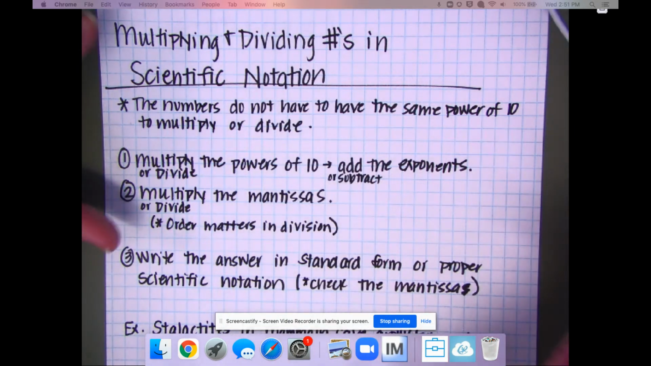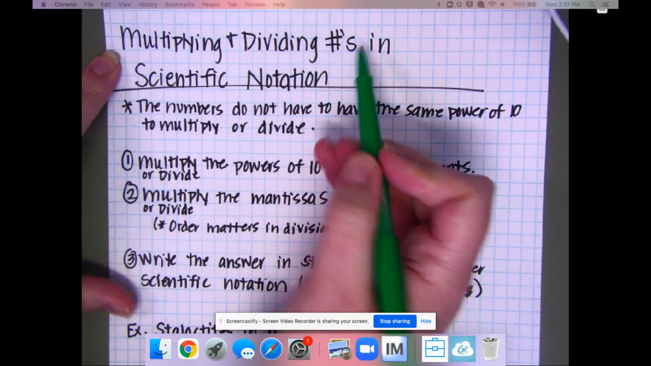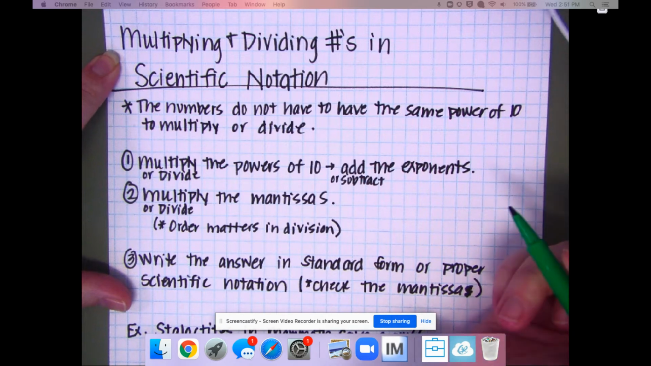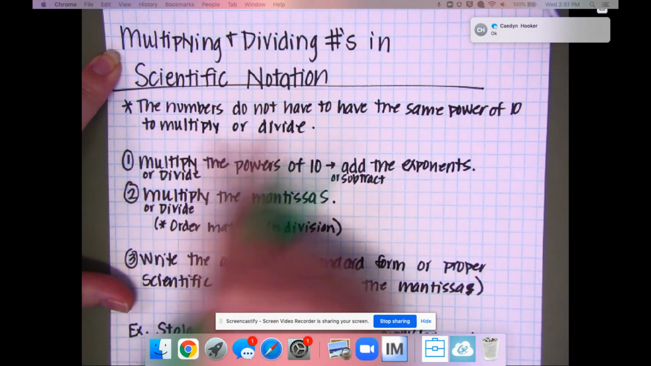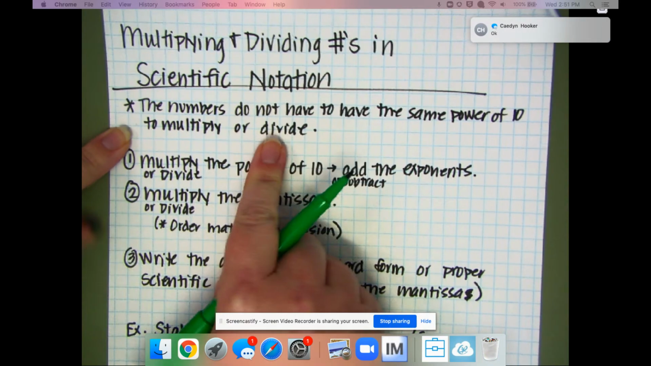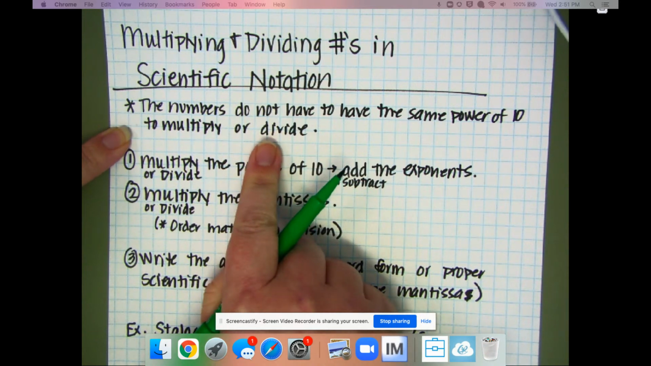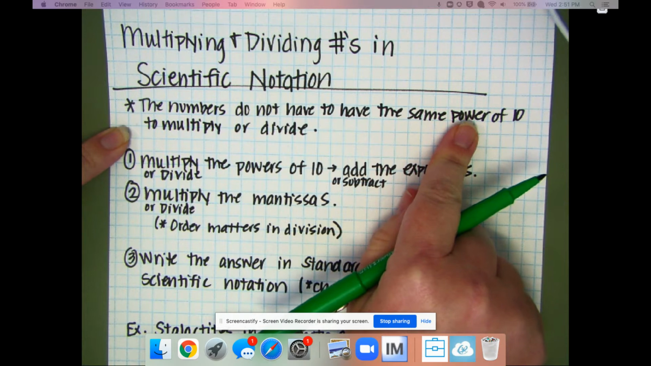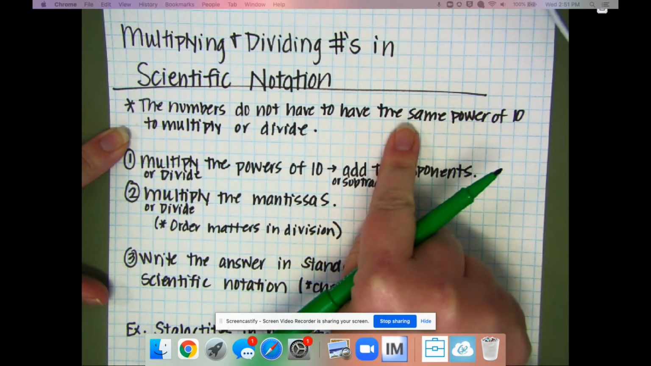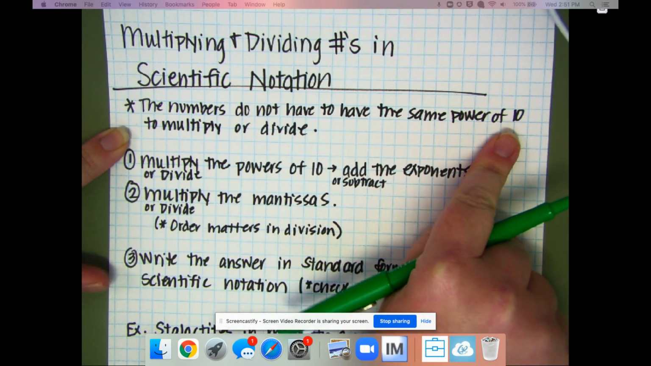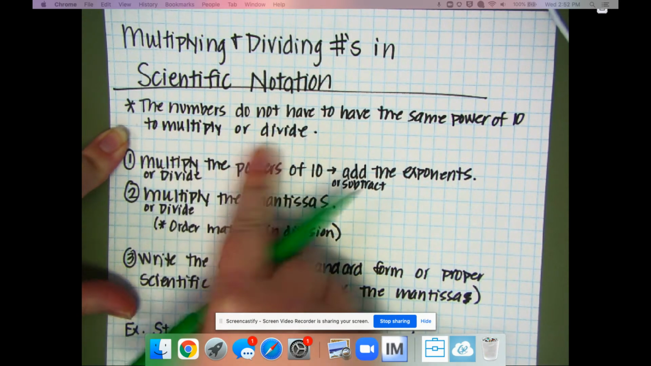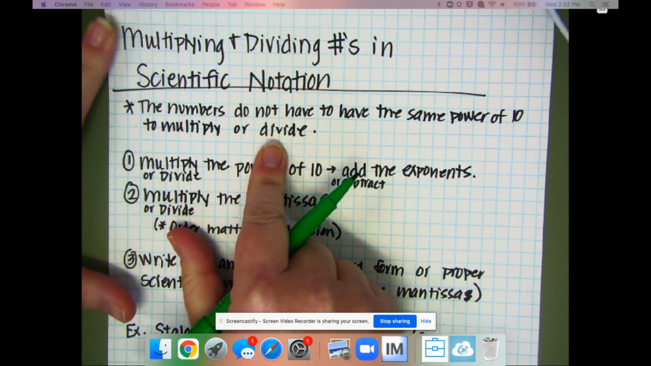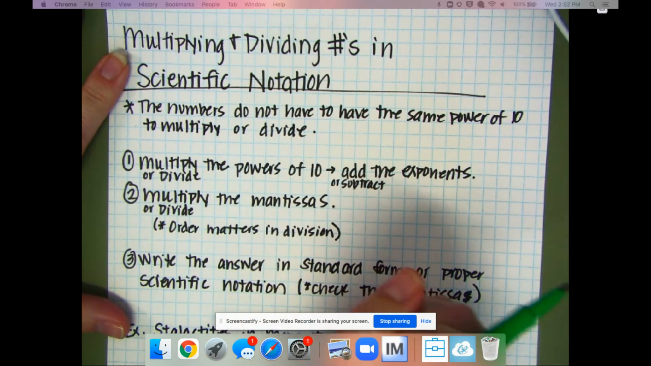All right, so we're looking at how to multiply and divide numbers that are written in scientific notation. The first thing I want to point out is that when we're multiplying and dividing these numbers, they do not have to have the same power of 10. When you add and subtract, you do have to have the same power of 10. And so I wanted to point out that for multiplying and dividing, you're just going to take the numbers as is and do the work.